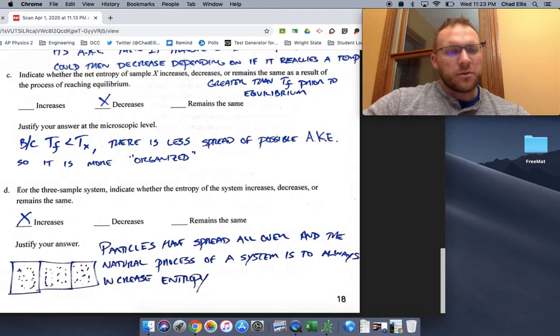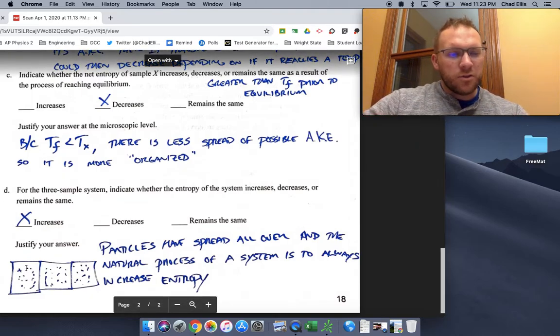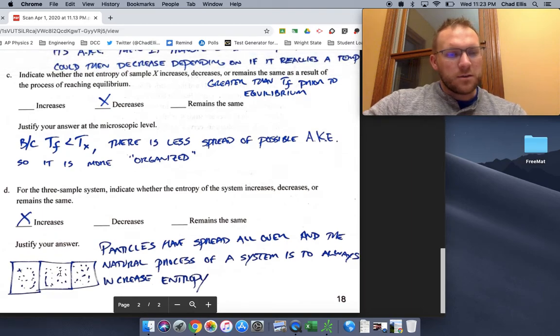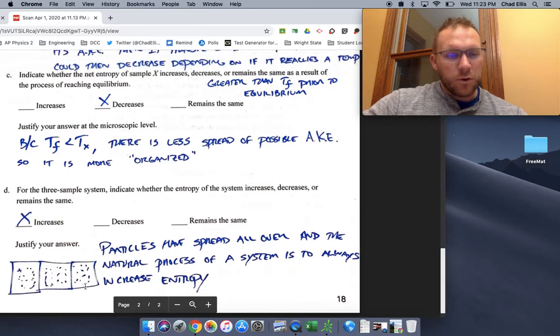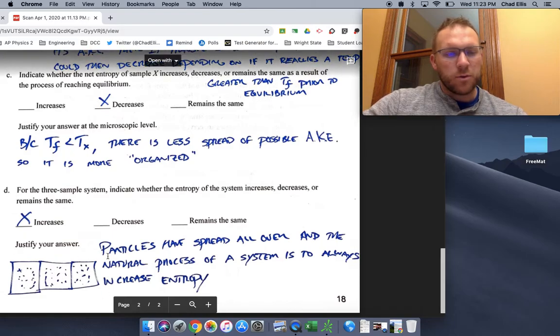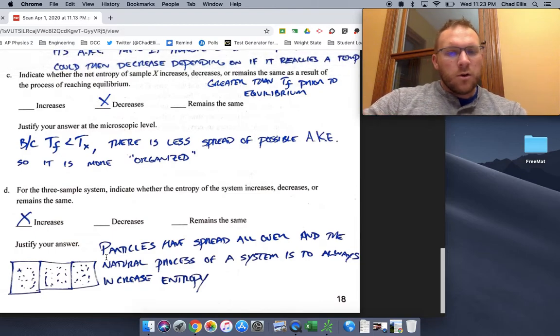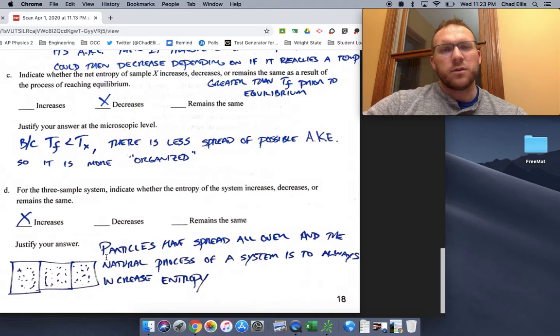For the 3-sample system, basically what we've talked about is that entropy always is going to increase, right? Particles become more spread out. While initially they were segregated in these 3 different substances, now they are able to move throughout, and so you don't just have nice organized patterns of the 3 different temperatures, but now they're all spread out. So particles have spread out all over. The natural process of a system is always to increase its entropy.